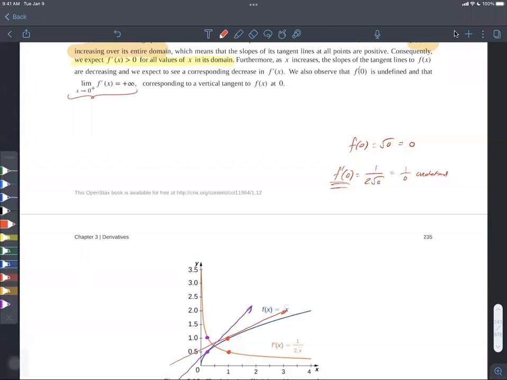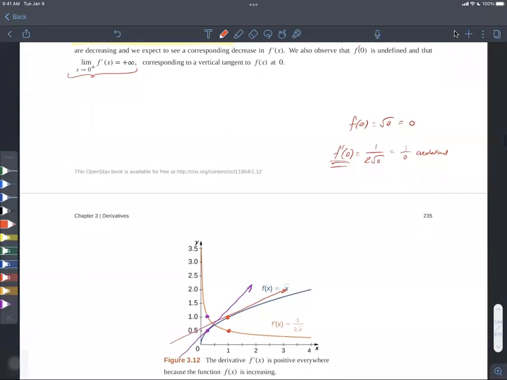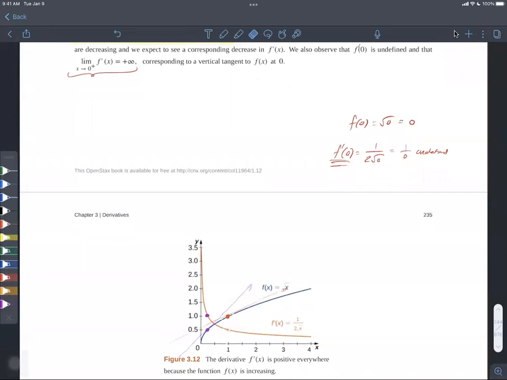Let's look at this limit here. What is the limit as x approaches 0 from the positive side of the derivative function f prime of x? We see that that limit is positive infinity. f prime of x shoots up to infinity. And that corresponds to a vertical tangent to f of x at 0. Let me delete the lines that I've done so far. At 0, what is the tangent line looking like? It looks like it's going to be a vertical tangent line there.